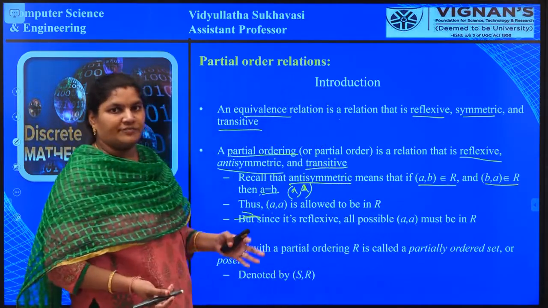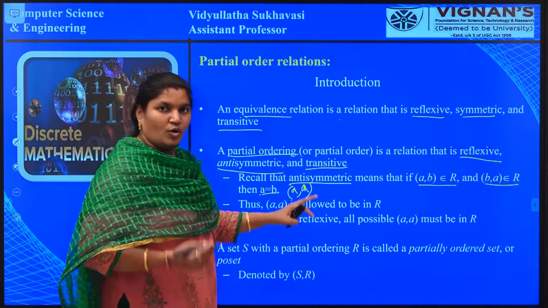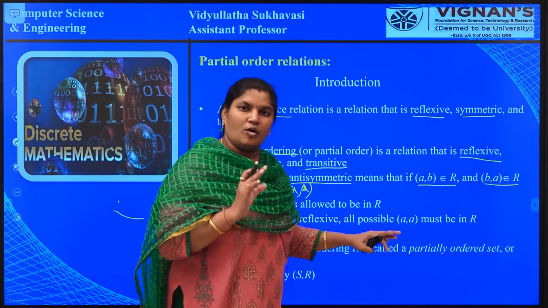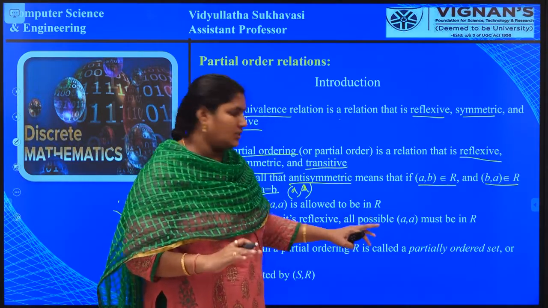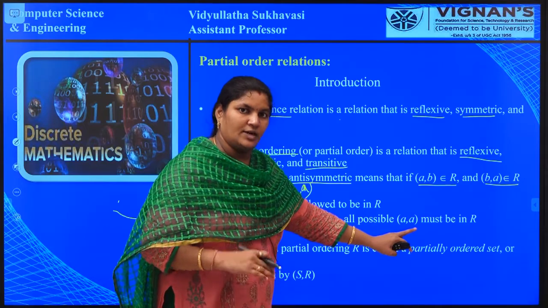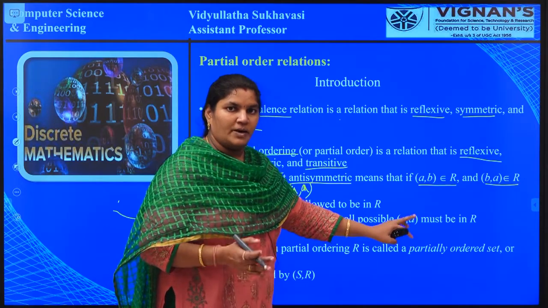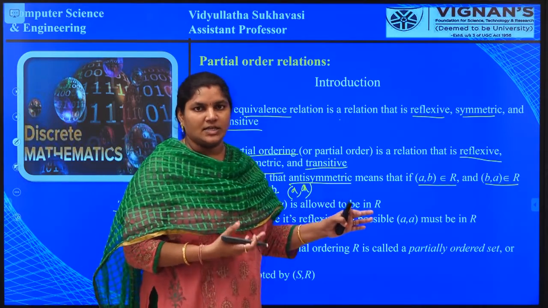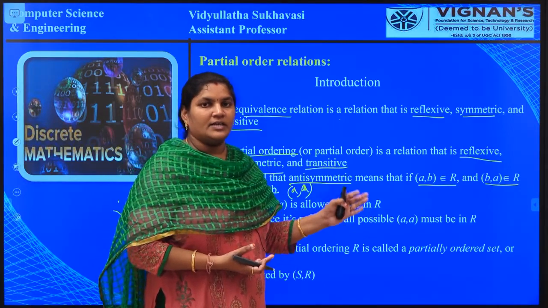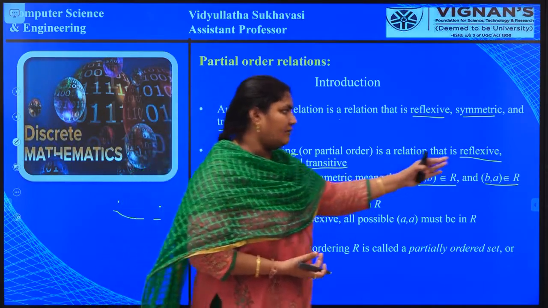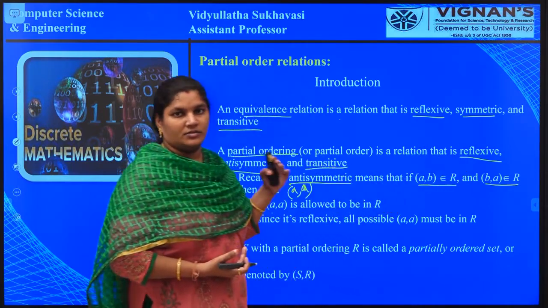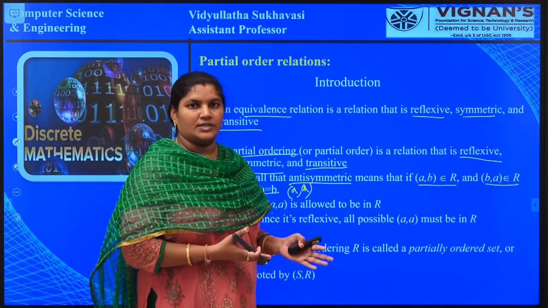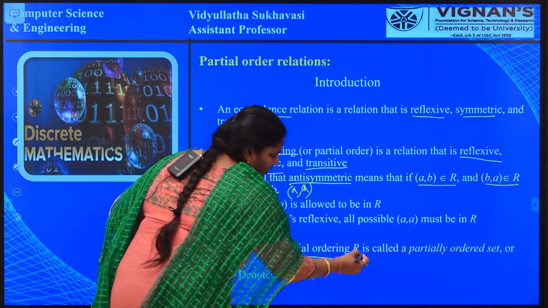So see here, what is the difference? In reflexive, for all the elements in the set A, the reflexive form should be there, then only we can say that it is reflexive. But in case of antisymmetric, even if only some elements are there, we can say that it is antisymmetric. But here, since we are also checking reflexive, it should satisfy. Reflexive means all those ordered pairs will be present in the relation R.